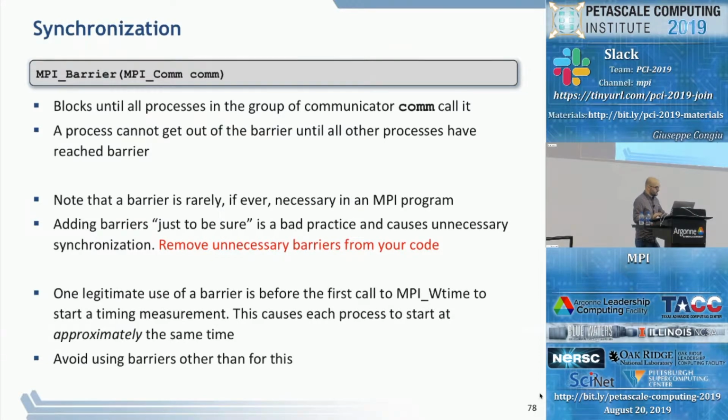One legitimate use of barrier is when you have some section of your code that you want to measure, to see how long it takes to be executed by your program, and you have MPI Wtime surrounding your section, and you want to guarantee that all the processes start the work at the same time. In that case, you are allowed to use an MPI barrier operation to make sure that this requirement is met. Any questions so far? Okay.